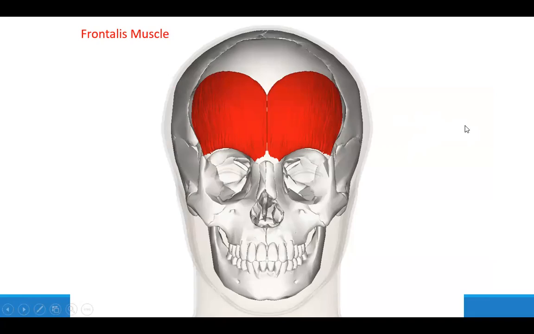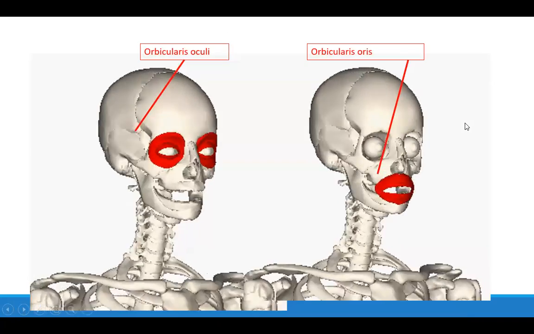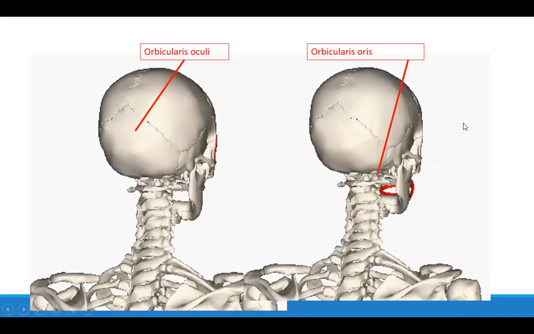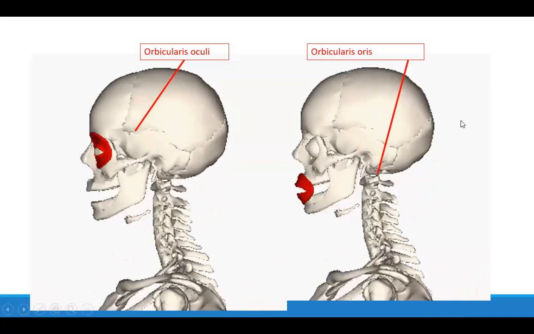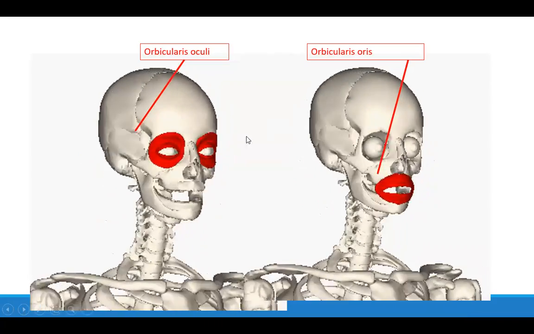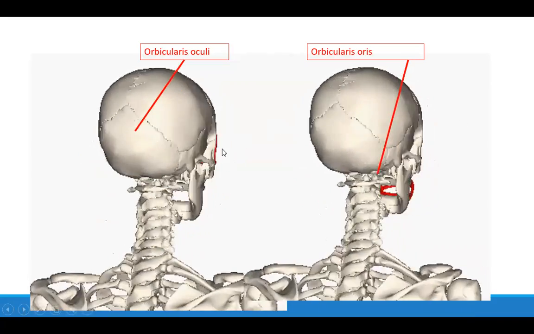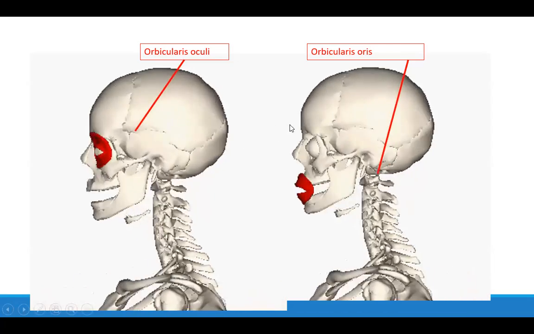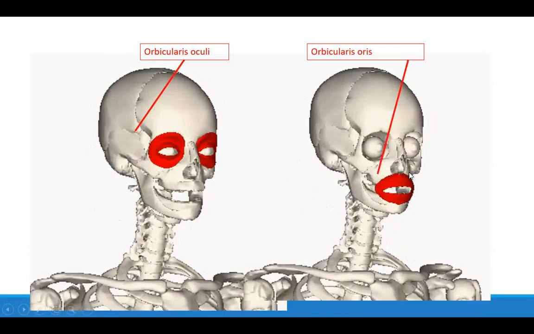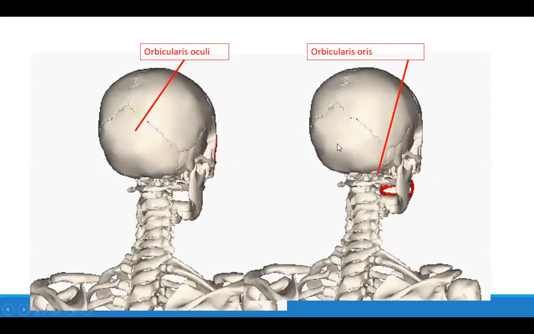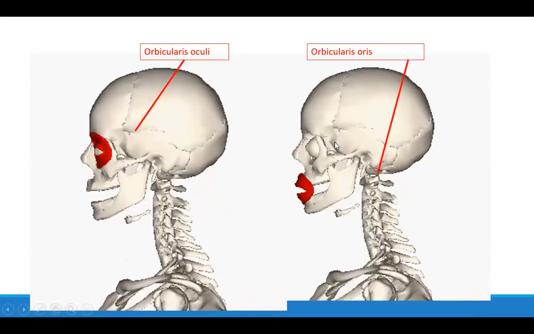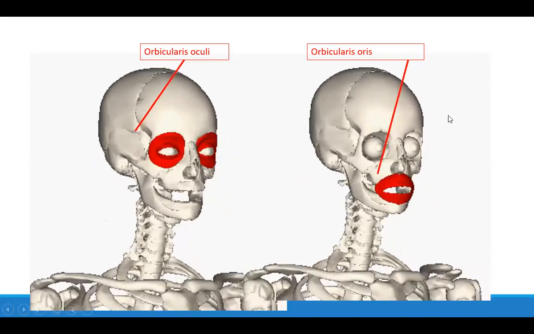Two other muscles involved here with expression are the orbicularis oculi, it's a circular muscle, and the orbicularis oris. The oculi surrounds the eyeball, and the oris surrounds the mouth. And both of these are for showing expression. They don't have any other real purpose there.